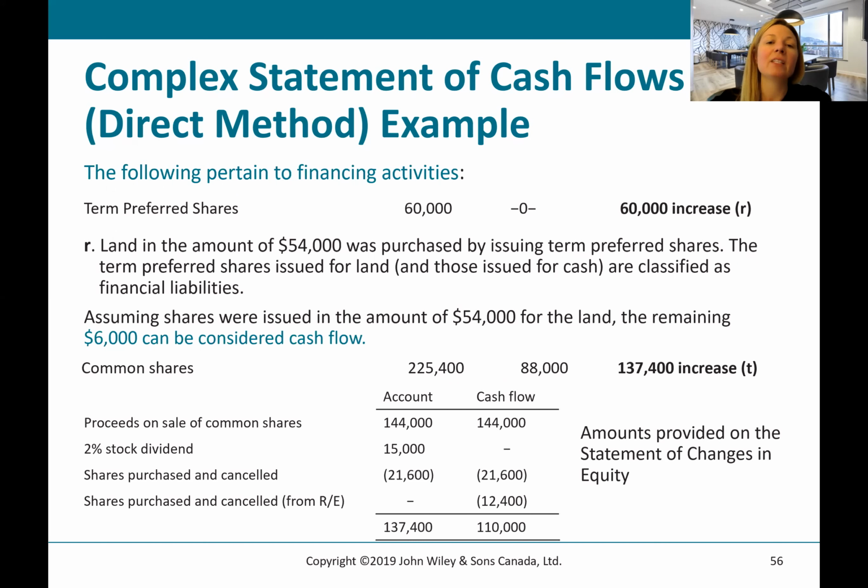And financing activities. So we've got term preferred shares. Land in the amount of $54,000 was purchased by issuing term preferred shares, but that's a non-cash transaction. So assuming that the shares issued in the amount of $54,000 were for the land, then the remaining $6,000 must have been paid in cash. So you can see our reconciliation of our common share account there.